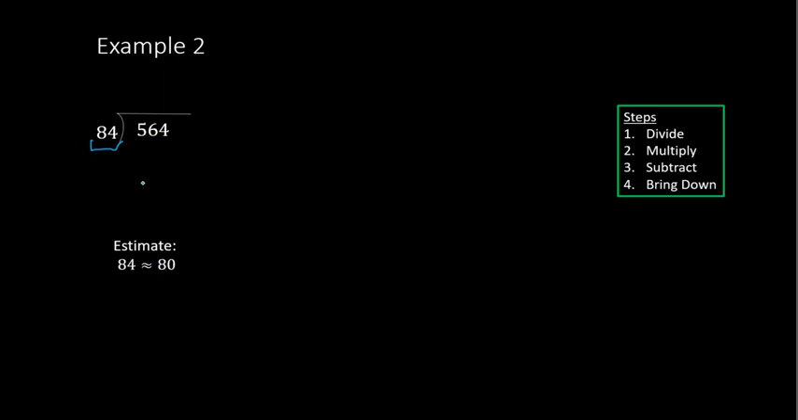Well, if we did 80 times 7, 8 times 7 is 56, put a 0 at the end. So 80 times 7 would be 560. That's pretty close to 564. So it's going to be pretty close to 7. If we did 80 times 8, that would be 640.